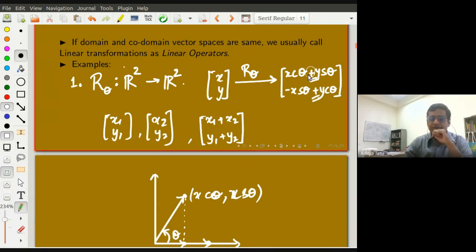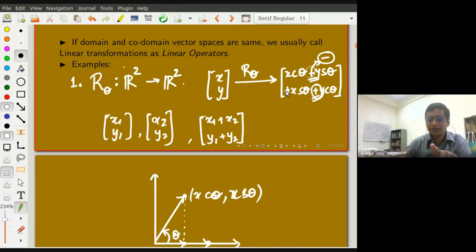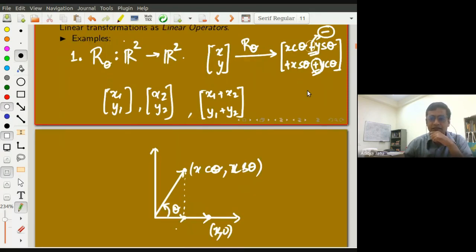In the second one it will be x sin theta plus y cos theta. We'll see how to verify this. By the way, there is a particular way in which you have to write this, and how to get this is something we will look at hopefully in today's class itself. Right now you should just try and verify if this is right or not. And it's easy to do.